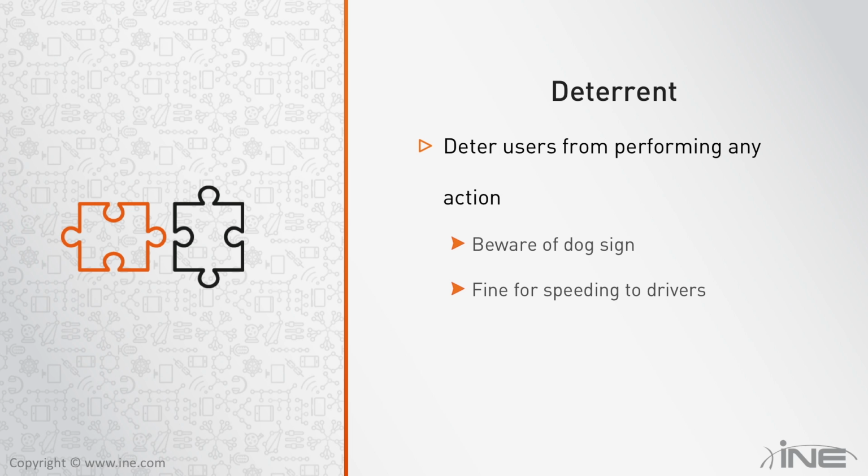The deterrent access control is used to deter users from performing any action. What about if you have a beware of dog sign in your house, or a fine for speeding to drivers? You're discouraging the bad people or the drivers from doing something wrong. You don't want any person getting into your house, so you can use the beware of dog sign. You're trying to prevent the person from getting in your house. That's the psychological effect on the bad person: they think about whether it's worth it to do it, since if there's a dog, they could get bitten. That's the reason why it is called a deterrent access control.